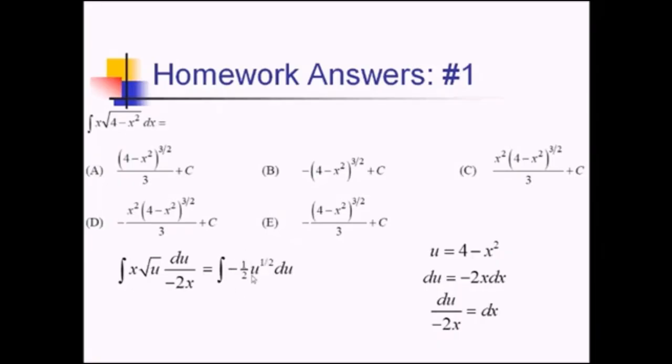Negative 1/2 times 2/3 is going to be, let's see here, negative 1/3. So we've got negative 1/3 u to the 3/2 plus c. But all the answer choices are in terms of x, so that means I have to substitute back in for u. So now I'm going to write negative 1/3 times 4 minus x squared quantity to the 3/2 plus c. And if I want to, I can make this all one big fraction over 3, just to make it look like one of the answer choices. So that's going to be answer choice E.